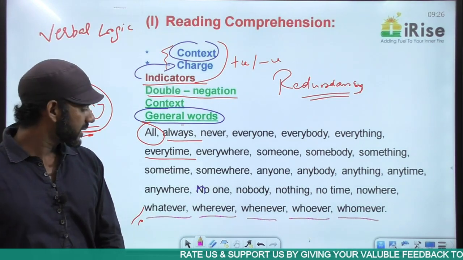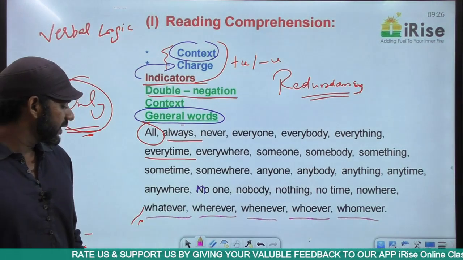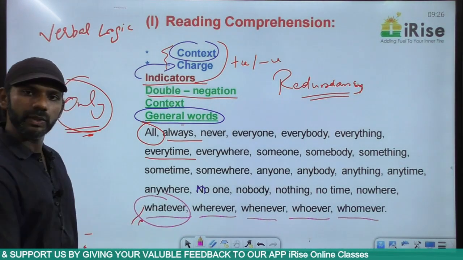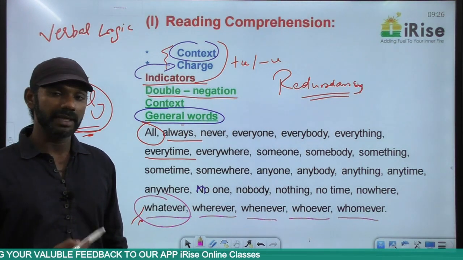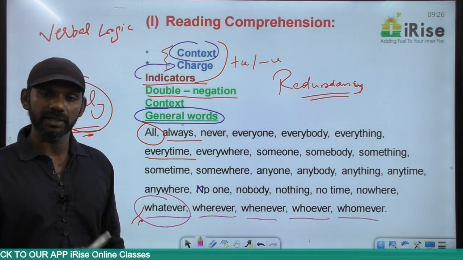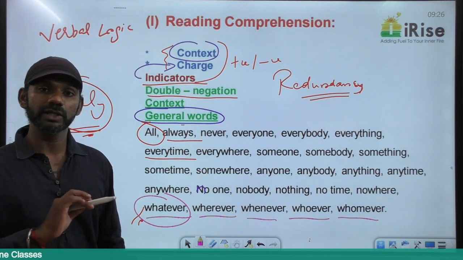From this statement, can you draw a conclusion like, he will appreciate me for whatever I do? No. What and that becomes general because whatever is a general word. What and whatever will not go together.